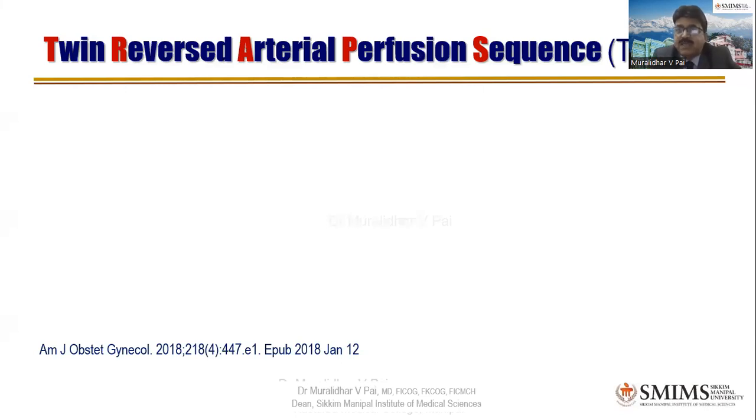The third complication of monochorionic twins is twin reversed arterial perfusion sequence called TRAPS. It is not to be confused with reverse TTTS. Reverse TTTS is different, wherein the original donor will assume the role of a recipient and the recipient will assume the role of a donor. Both the babies are okay there.